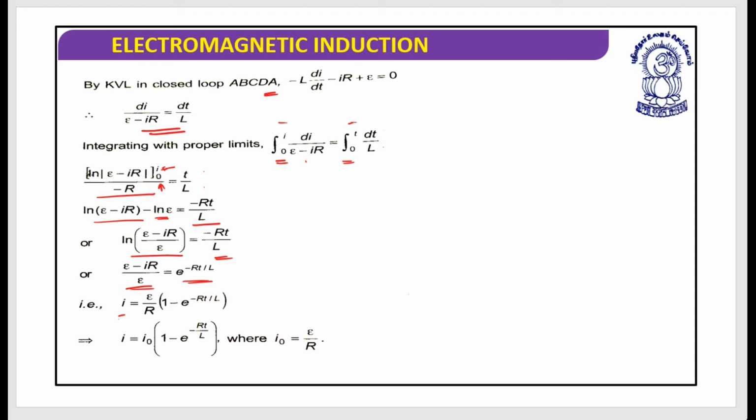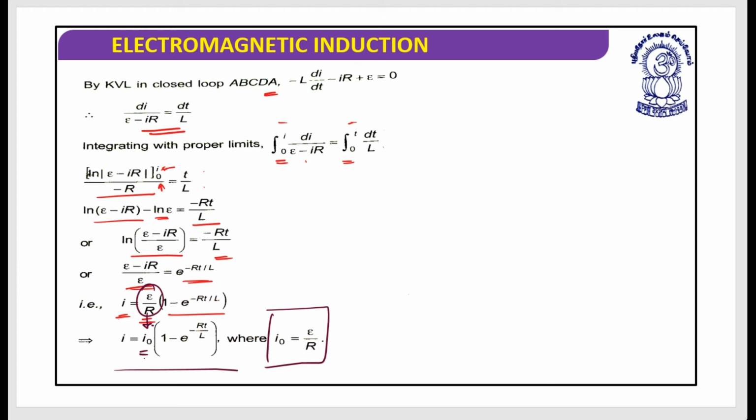This could be written as I equals E by R into bracket 1 minus e to the power of minus RT by L. This E by R could be written as I naught. So this could be written as I equals I naught into bracket 1 minus e to the power of minus RT by L, where I naught is E by R. I hope this is clear.